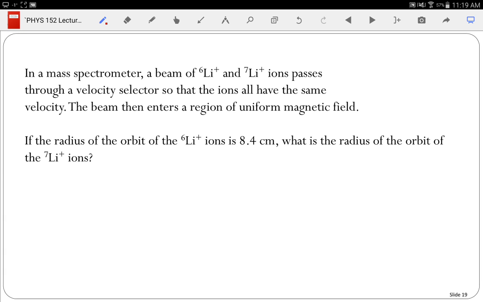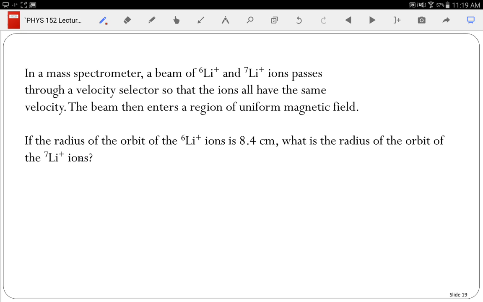A practical example that we don't have time to do. A mass spectrometer has lithium-6 and lithium-7. What's the difference between lithium-6 and lithium-7? One has an extra neutron, so the masses are different. They're both +1, so they have the same charge, but their masses are different. And so we're going to want to use this mass spectrometer to measure the masses. And of course, we'll measure the radius, and from the radius determine what the mass is.